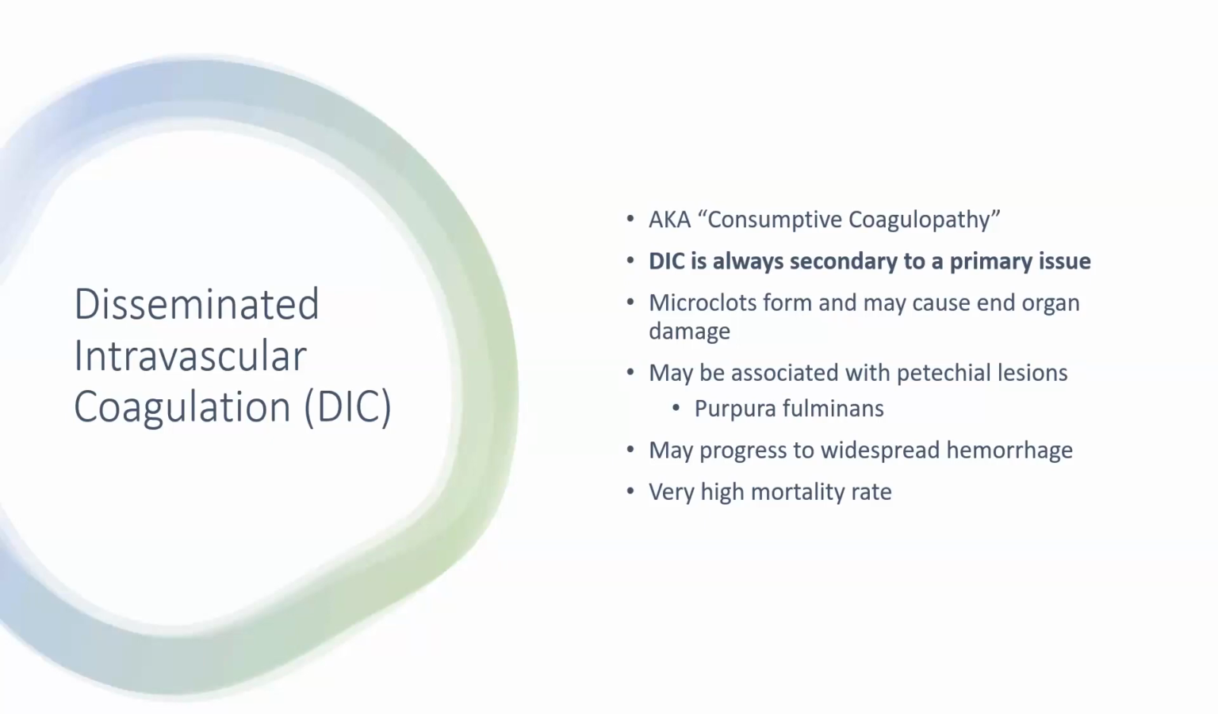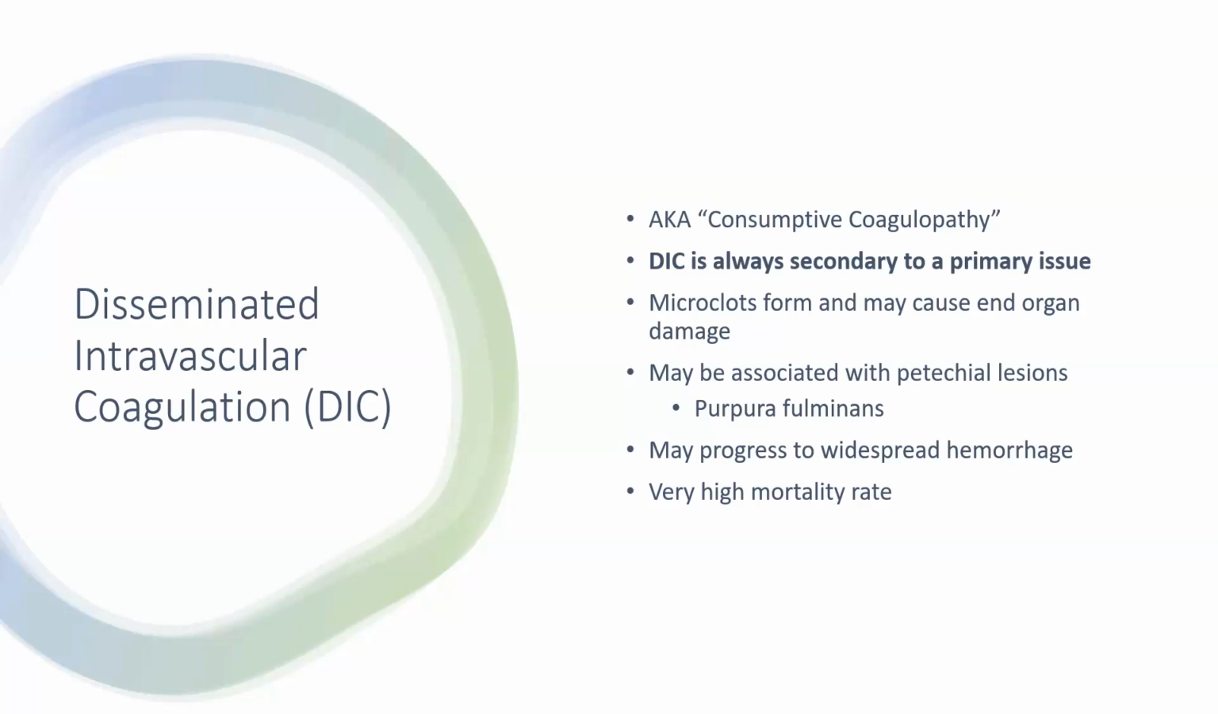In DIC, microclots form, and they may cause end organ damage as they clog up the capillaries and prevent oxygen and gas exchange from happening at the tissue level. DIC may be associated with petechial lesions, as those small microhemorrhages occur under the skin. A really significant form of that would be purpura fulminans, where you have massive subcutaneous hemorrhage under the skin, and with that kind of microvascular congestion, the patient can actually have necrosis of large patches of their skin.